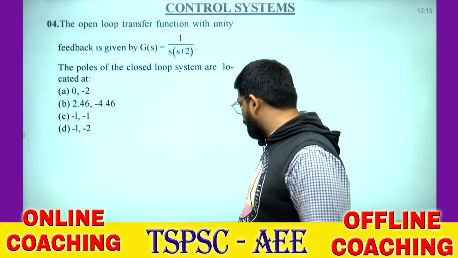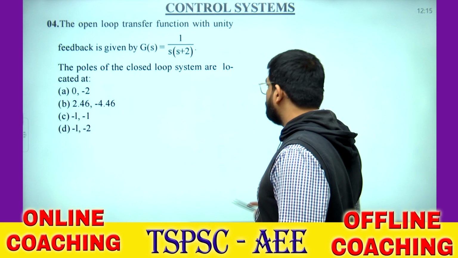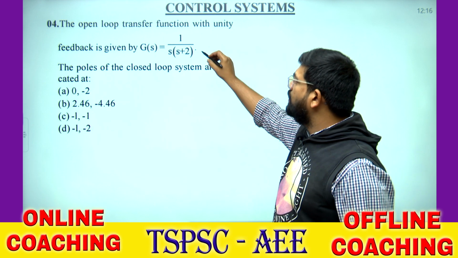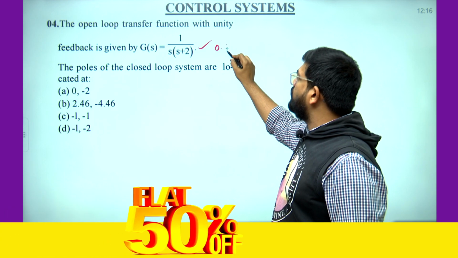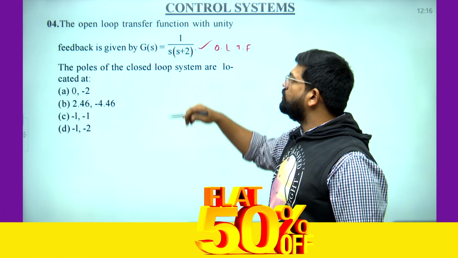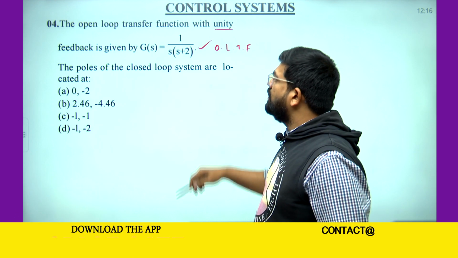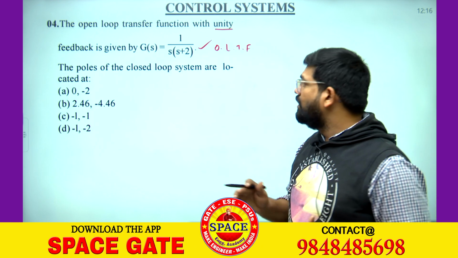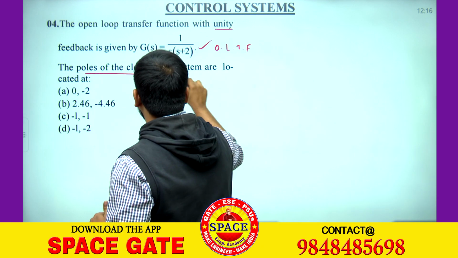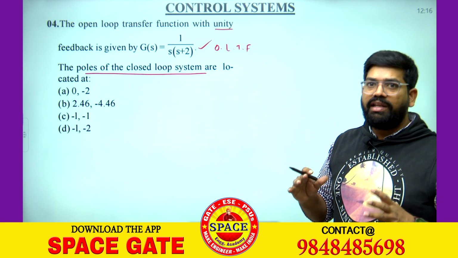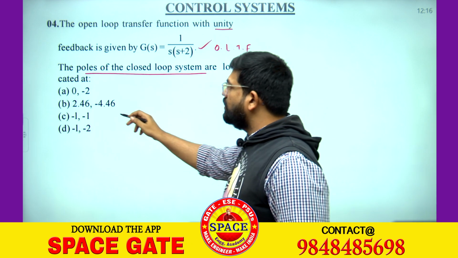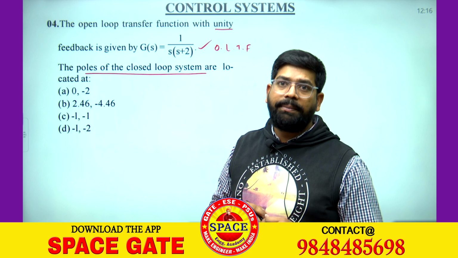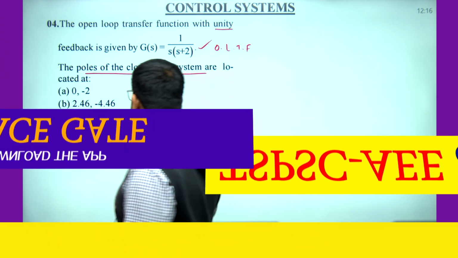Now, next question. If you see here, we have an open loop transfer function with unity feedback. Okay, this one is the open loop transfer function, and the feedback is unity feedback. Look at this. The question is asking for the poles of the closed loop system. Okay, right? So, don't be in a hurry and directly select 0 and minus 2, which is waiting for you in the first option. Those 0 and minus 2 are the poles of the open loop. Closed loop means you have to find the closed loop transfer function.